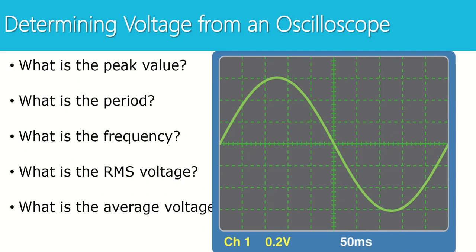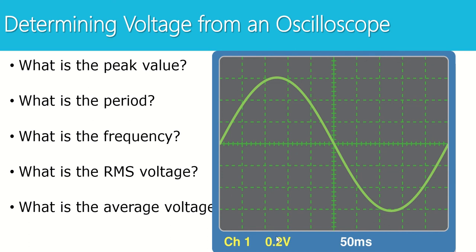Lastly, we're going to look at how a sine wave is displayed on an oscilloscope. So on the right, we have a picture of a wave that is taken from an oscilloscope. We have our wave here. We can see it completes 1 period. And we're going to use this information at the bottom to answer these questions.